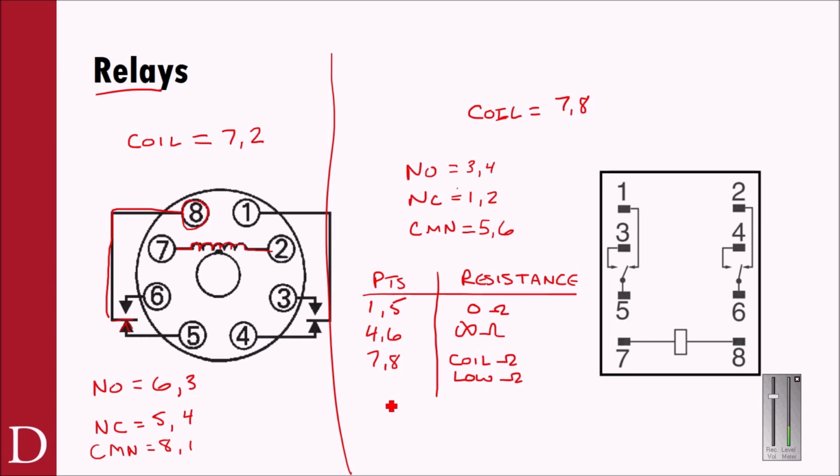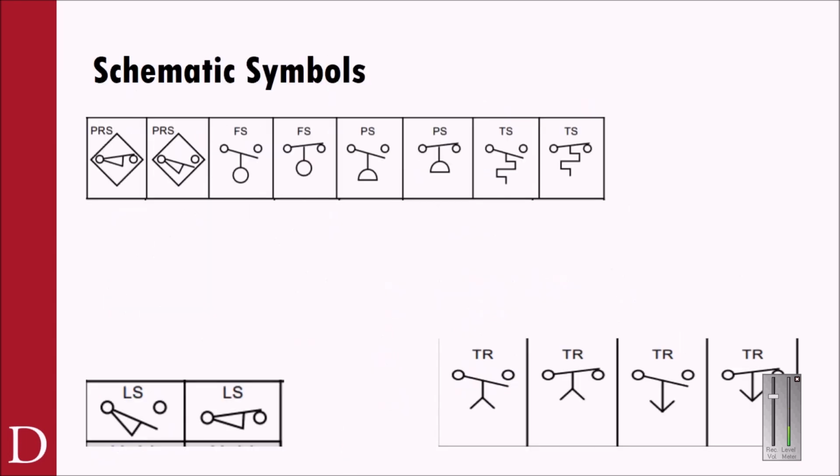Let's try one more that's a little bit different. Let's say pins 5 and 2. Pin 5 is right here, and pin 2 is over here. So 5 is a common, and 2 is a normally closed contact. But it's very important to realize that these contact pairs are isolated from each other. Because they're isolated, they never connect together, so this is going to be infinite ohms between 5 and 2. All right, I think that's pretty good on the relays.